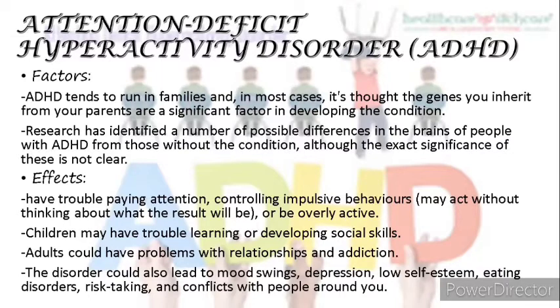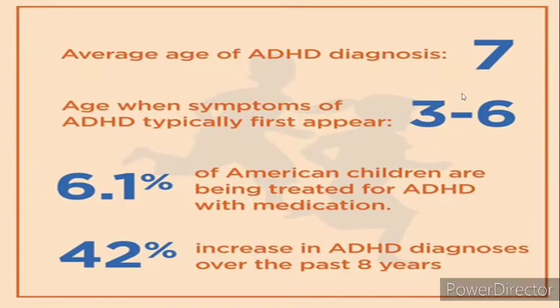People with ADHD may have trouble paying attention and controlling impulsive behaviors, which means they may act without thinking about what the result will be, or be overly active. Children may have trouble learning or developing social skills, while adults could have problems with relationships and addictions. The disorder could also lead to mood swings, depression, low self-esteem, eating disorders, risk-taking, and conflicts with people around us. This is the information on ADHD.